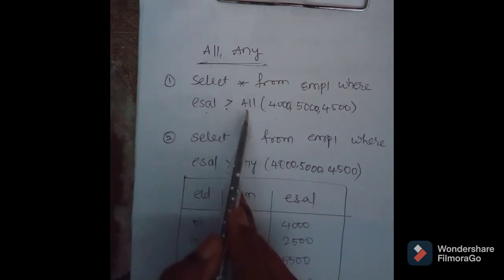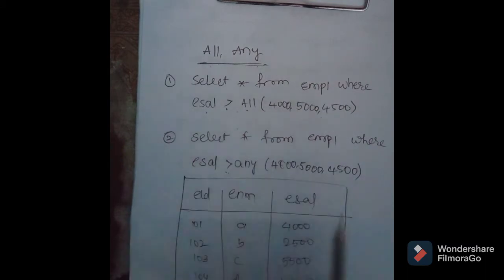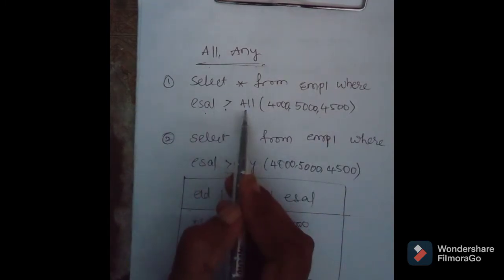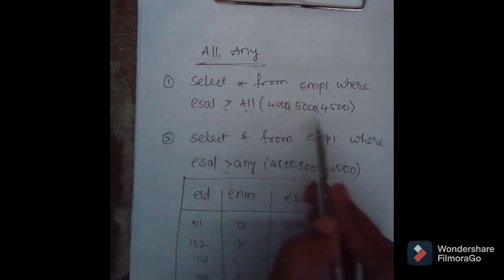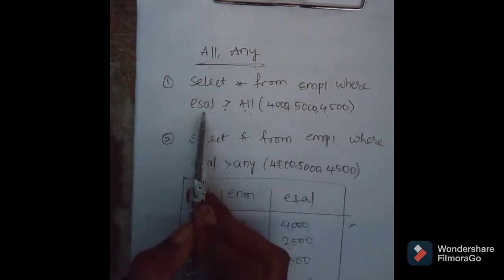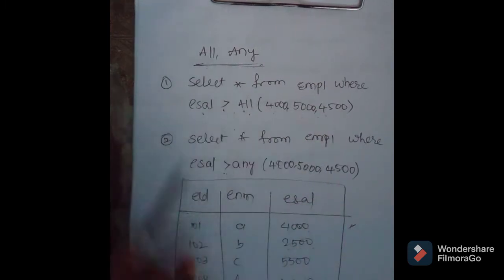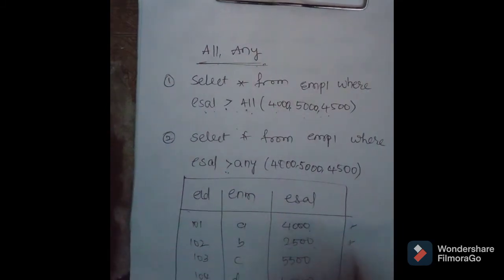Now here I am saying ALL. This is the employee table. The first value is 4500. Here I have 4000. Is 4000 greater than all the values 4000, 5000, 4500? No. Next take 2500. Is 2500 greater than 4000, 5000, 4500? No. So this also does not come.